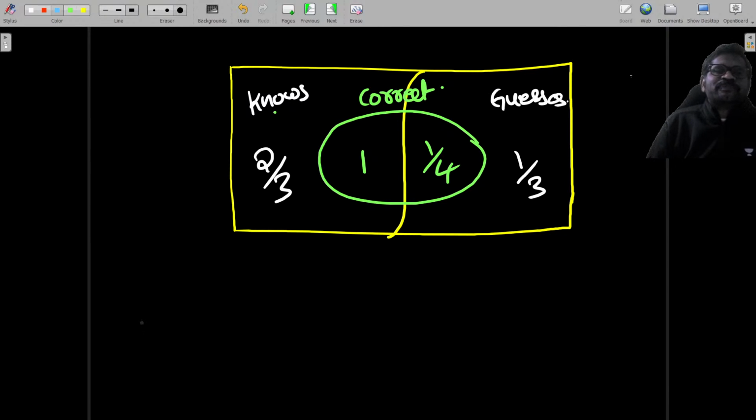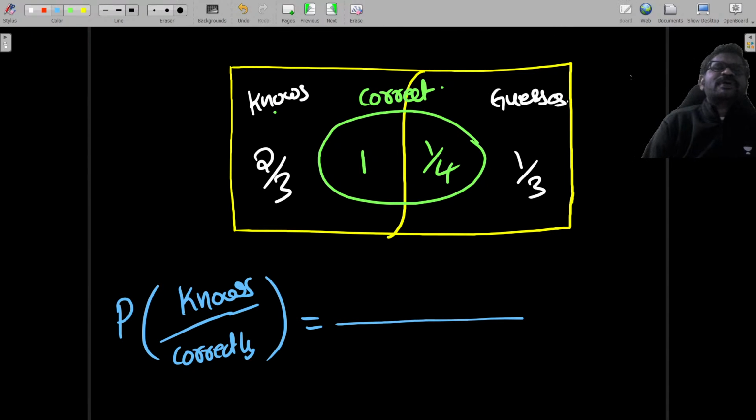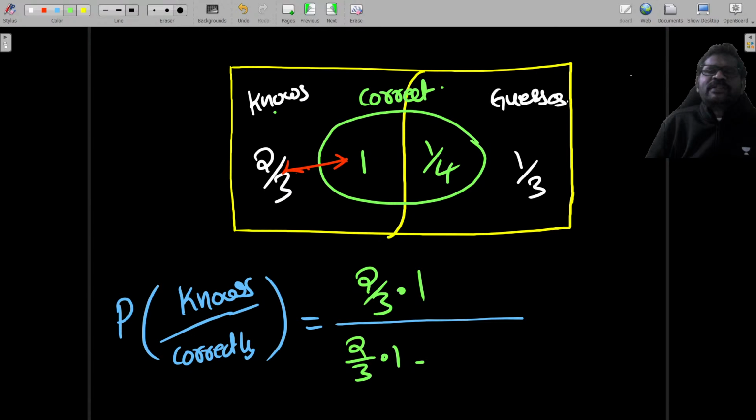We have to find out, if the student has answered the question correctly, what is the probability that the student knows the answer? Observe, knows the answer: outer value 2/3 into inner value 1. So 2 by 3 into 1 by 2 by 3 into 1 plus 1 by 3 into 1 by 4.